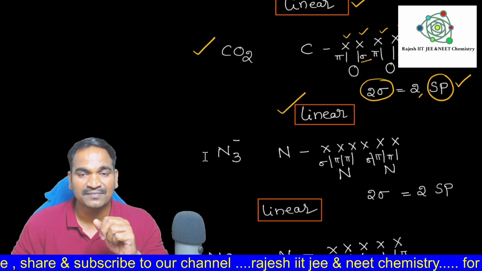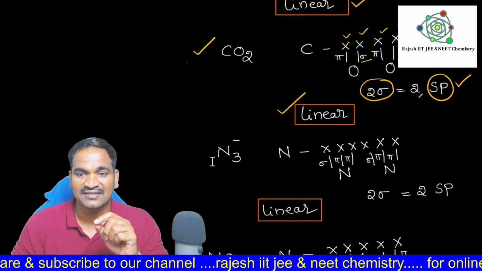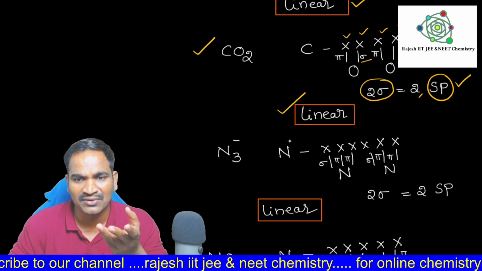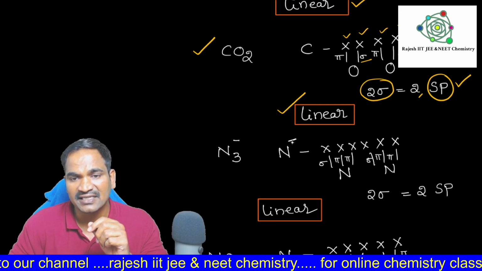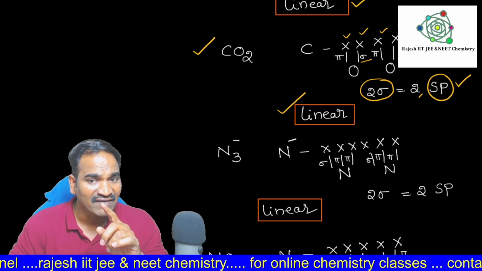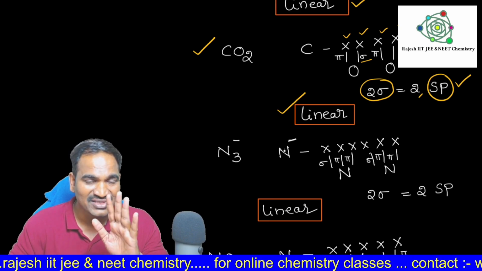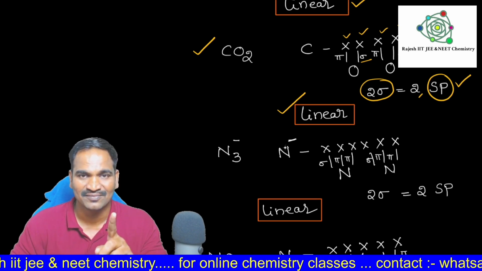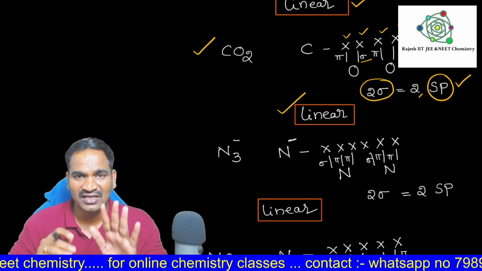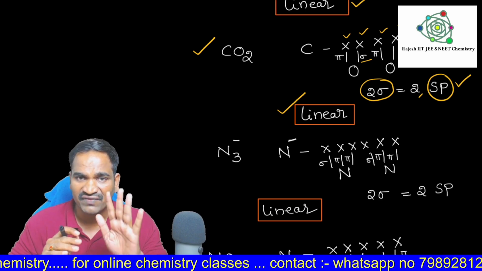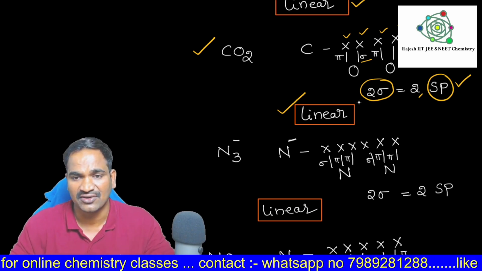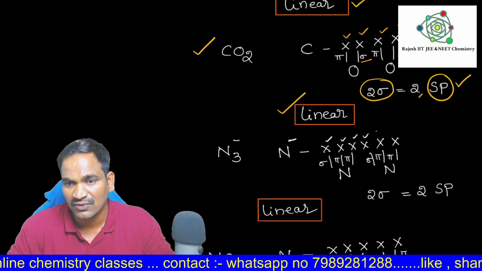Go to the fourth one, N3 minus. If you take N3 minus, what is the central atom? N only. N has how many valency electrons? Nitrogen has 5, and it has a negative charge. That's why you add 1 electron. A positive charge means you should remove, but a negative charge means you should add. Naturally nitrogen has 5 valency electrons, and due to the negative charge we add 1 more. Total 6 electrons: 1, 2, 3, 4, 5, 6.